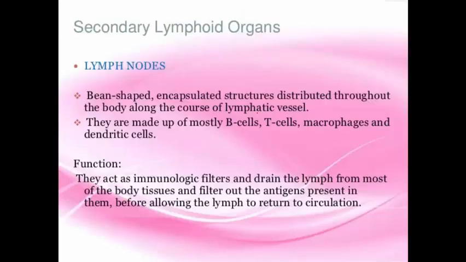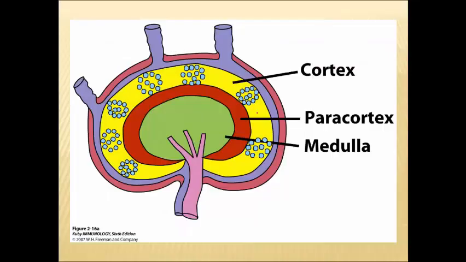Now let's see secondary lymphoid organs. The first secondary lymphoid organ is lymph node. What exactly do we mean by lymph node? Node means knot. Okay, so lymph node is like this. This is an organ which looks like a bean. Bean is an instrument which is used for music purposes. It looks like a bean, and this lymph node is divided into three segments. First is cortex, second is paracortex, and third one is medulla.